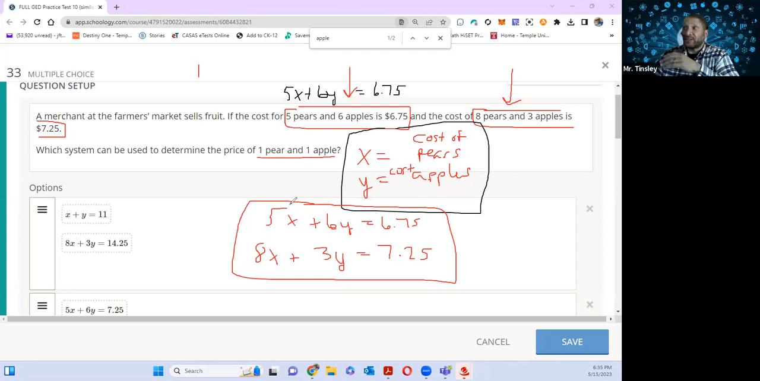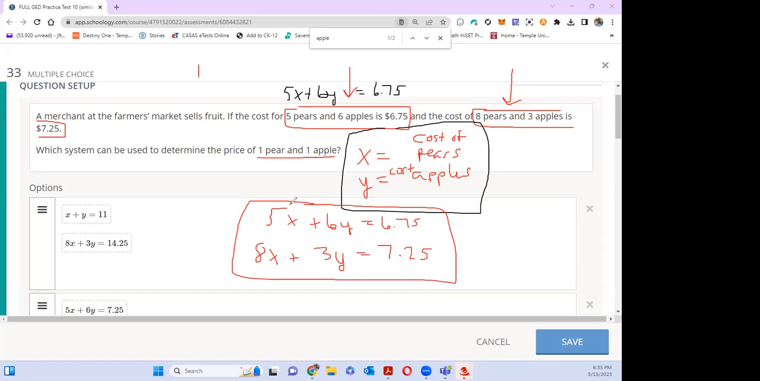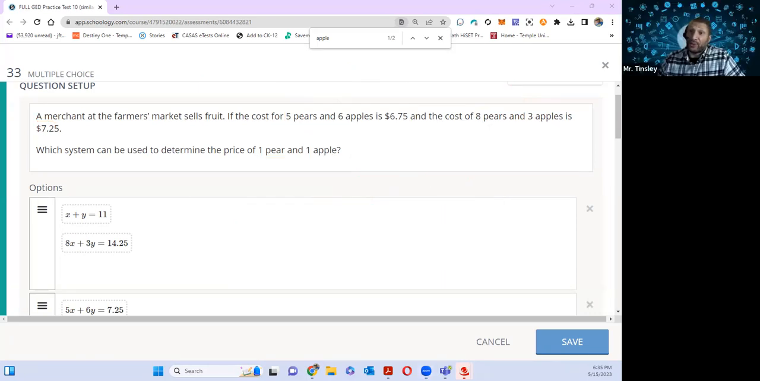So 5 pears and 6 apples. Remember, in order for you to know the cost of 5 pears, you got to do multiplication. That's what 5x means: 5 times x, where x is the cost of the pears. Everybody understand that? Good. Actually, I don't think one person got that problem right, but that's a tough problem.